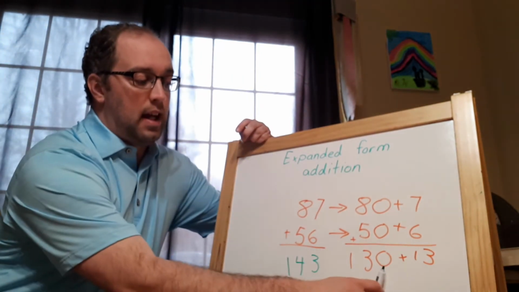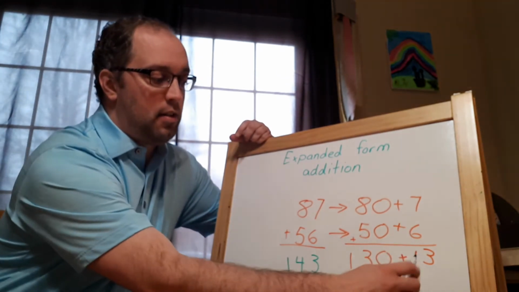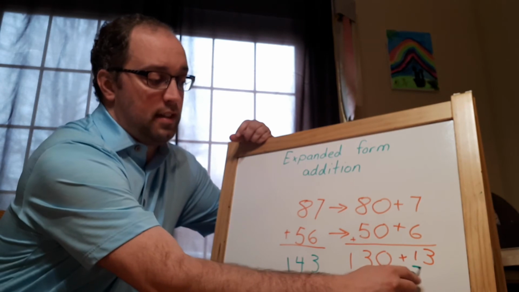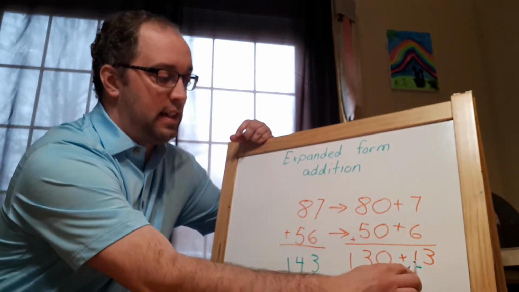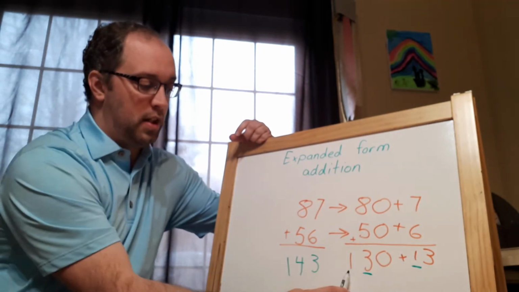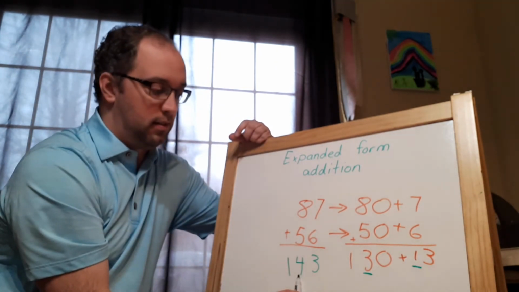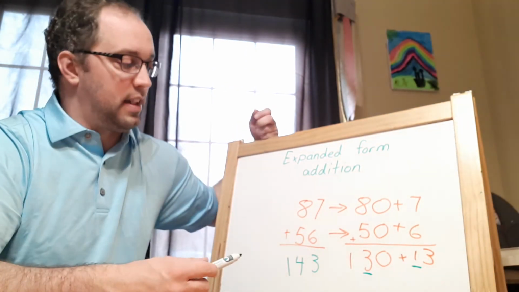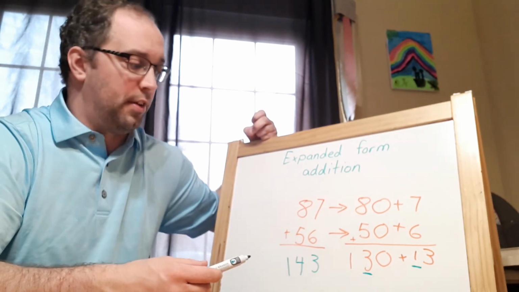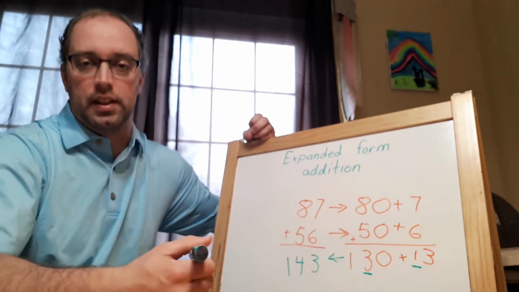Again, I had 130. And when I added over here, I got another group of 10. So I had 30 here and 10 here, that's 40. So I had my 100, my 30 and 10 makes a 40, and my 0 and 3 would make a 3. Okay, so the answer is 143. And of course, when you add those together, you bring them back over here.